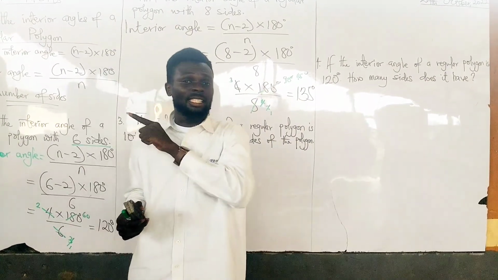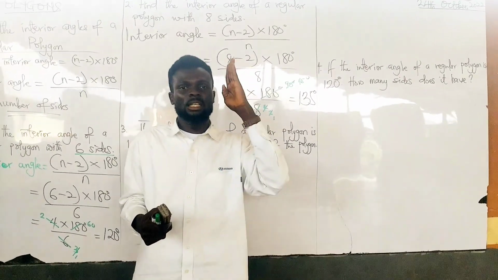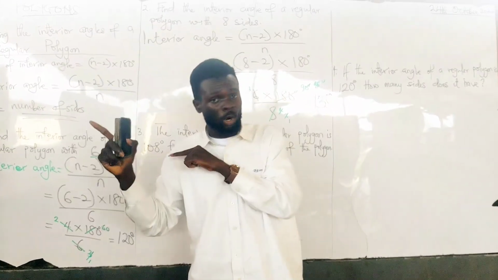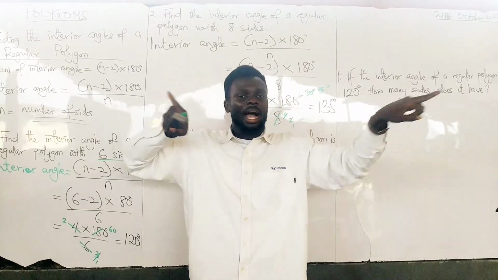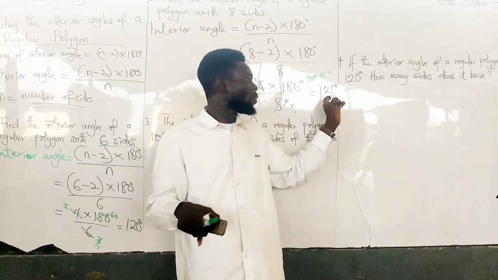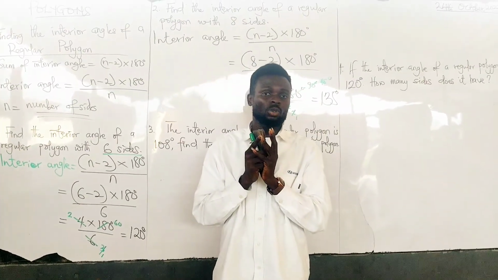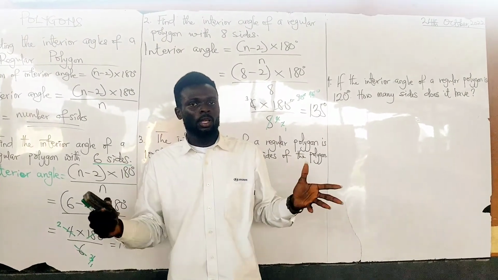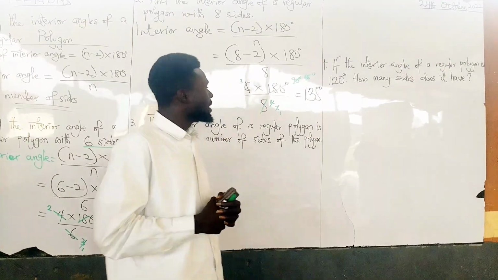So each of the interior angles of that polygon is 135. Because we were told that for a regular polygon, it means the interior angles are equal or they are the same. So if one is 135 degrees, then all the interior angles are also what? 135 degrees. Sorry.